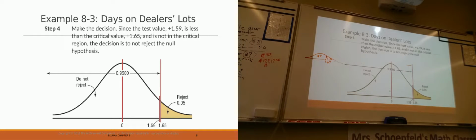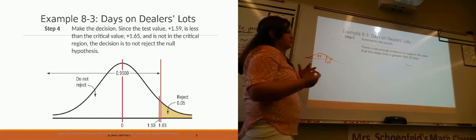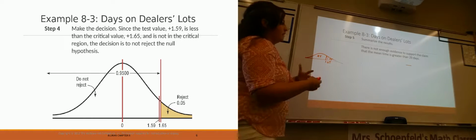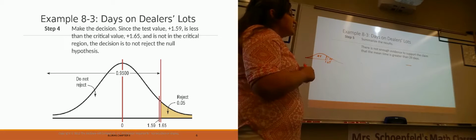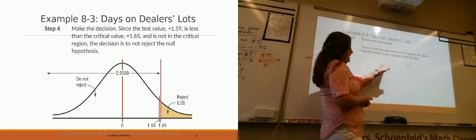And then, yeah, so if it's in that biggish area, we're not rejecting things. And again, that sometimes could give us errors, but those are not the errors we can work with. We have to make the decision based on the actual mathematics. There's not enough evidence to support the claim that the mean time is greater than 29 days.